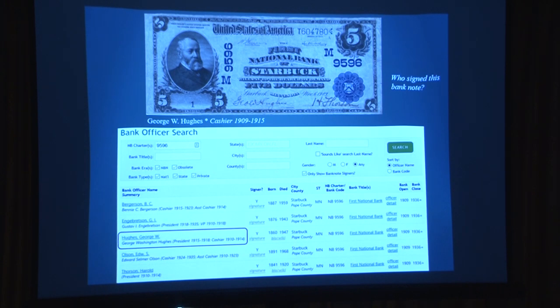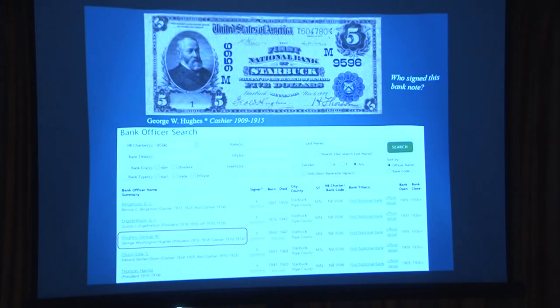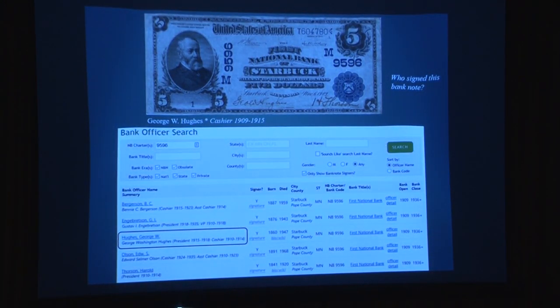Now, one thing I'll point out, and I'll explain why later, but in the bank officer summary here, you can see it has him as cashier from 1910 to 1914, but after further research on Hughes, I knew he was the founding cashier for this bank, and they opened up in December of 1909, and so I knew he was there from 1909 to 1915 when he bought out the president and became president himself. So we know the actual years in service were 1909 to 1915, where the database only shows 1910 and 1914. It's important to understand how that can happen. I'll explain that in a couple minutes, but just wanted to point it out here because I'll refer back to this example.